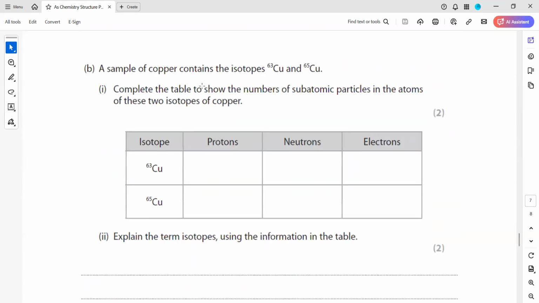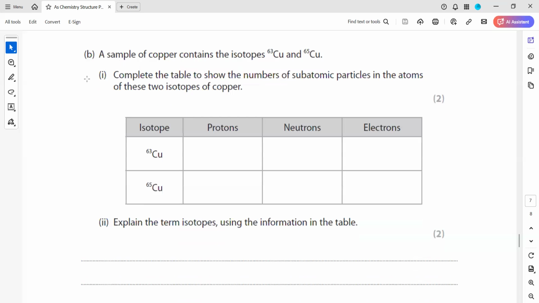A sample of copper contains isotopes copper 63 and 65. For the proton number, you will use the periodic table. So 29 will be there for both. Then for the neutron number you will subtract, so this will be 34 and this will be 36. And because there is no charge on them, the electron number for both will be 29.